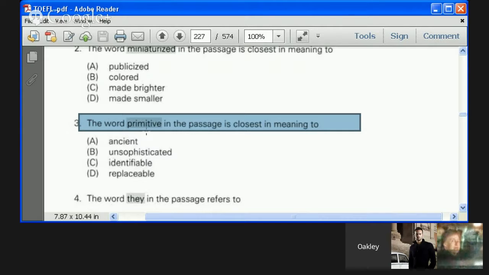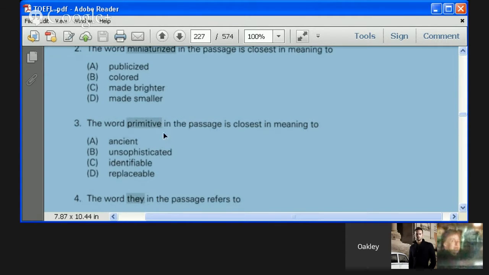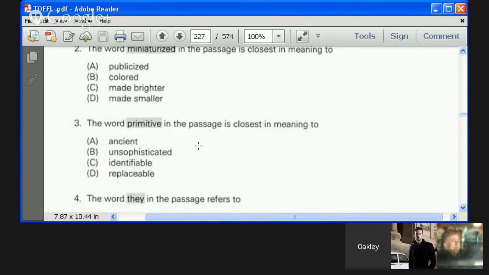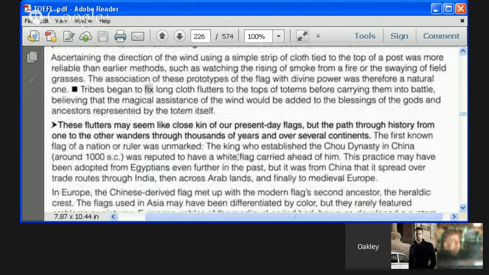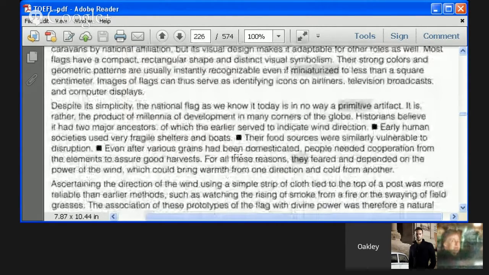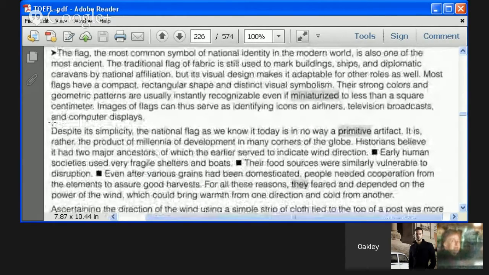Okay, Giovanni, let's try this one. The word primitive in the passage is closest in meaning to ancient, unsophisticated, identifiable, replaceable. So I can say for sure not replaceable and identifiable. I agree with you. Primitive could be something ancient, but could be something unsophisticated because it was ancient. So it could be both. You're 100% correct. It very easily could be either one. All right, so let's take a look.